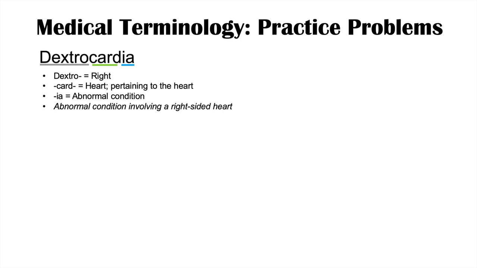So it's really where the heart has been flipped. It's on the other side. Instead of it being predominantly on the left side of the chest wall, it's actually on the right side. So this is what dextrocardia is.